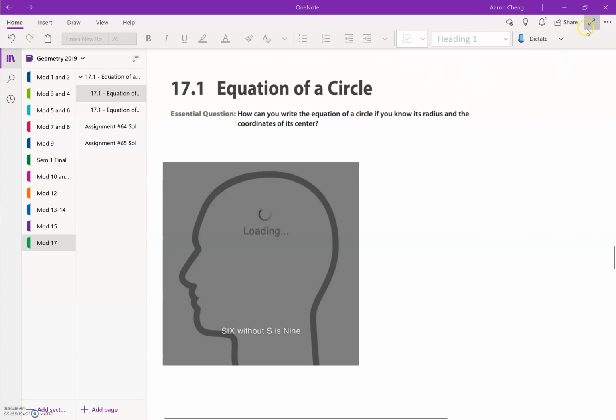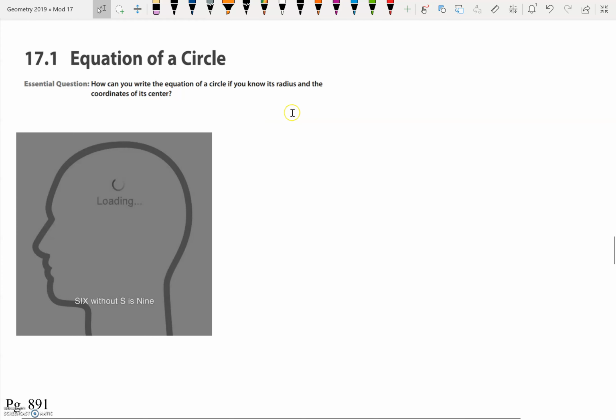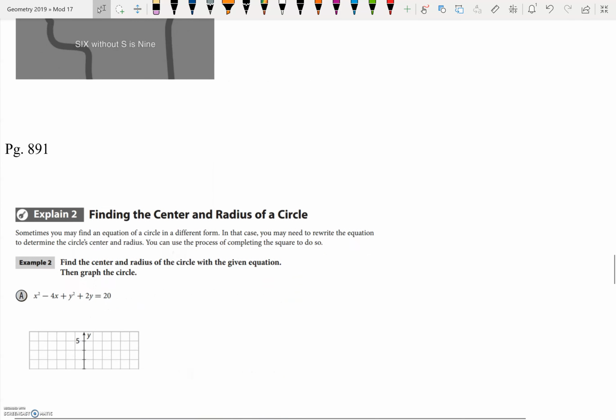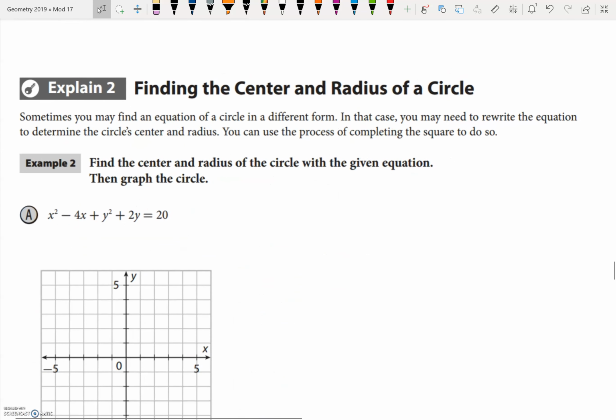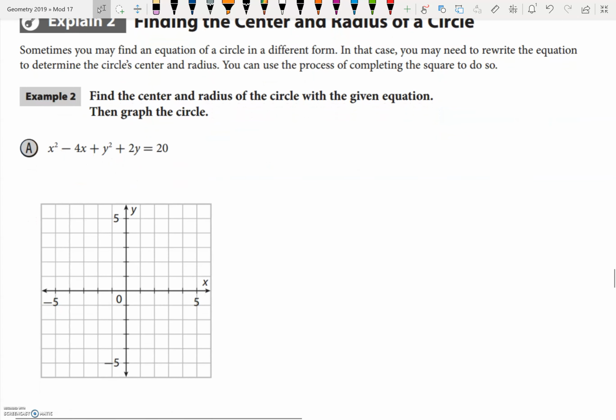Okay, so we're going to do the second part of 17.1, the equation of a circle, starting on page 891. Remember when we learned how to complete the square, or we reviewed that in class? We're going to use that now. So, this equation is not the equation of a circle. Well, it is the equation of a circle, it just doesn't look like the equation that we're used to.